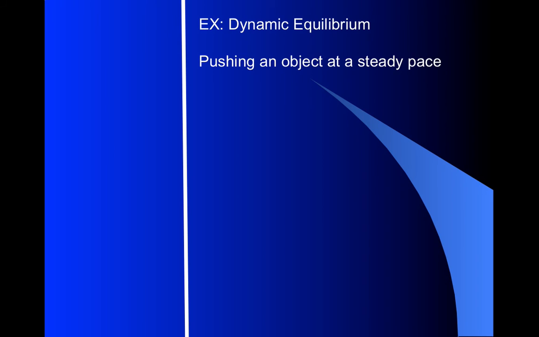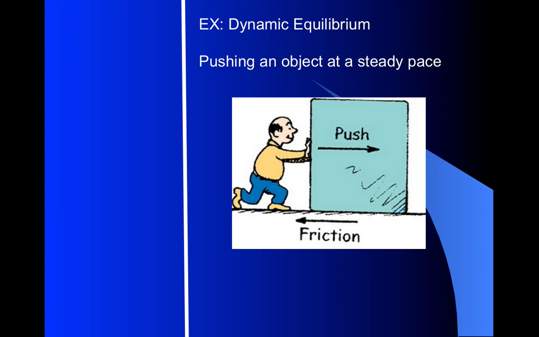Another example of dynamic equilibrium is the pushing of an object at a steady pace. So for example, here's this man who is pushing at a constant speed, and notice that the object is being pushed along the floor, so there is friction involved, and the friction is moving in the other direction, so you have dynamic equilibrium. This is as long as you stay constant in how steady you are pushing.